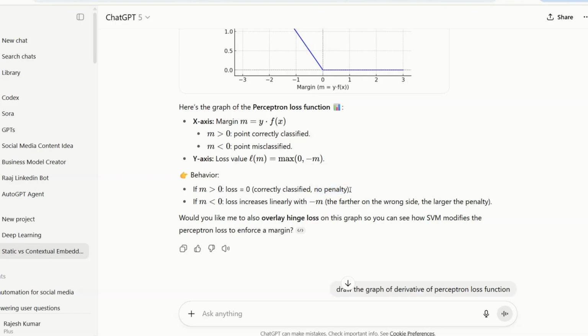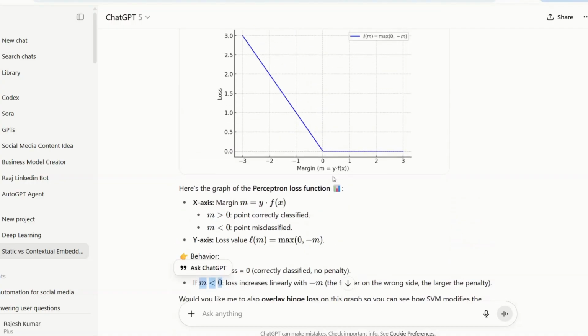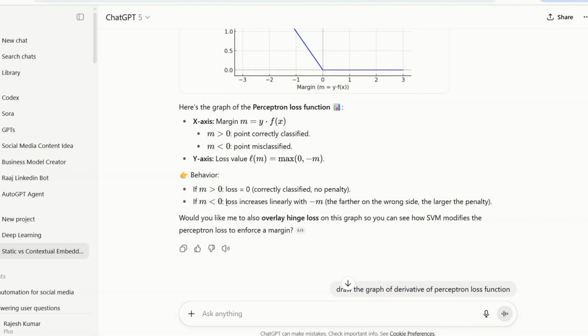Everything is okay. But if m is less than 0, in this error case, then there's an error, and just focus on this point. The loss increases linearly with m. The farther on the wrong side, the larger the penalty.